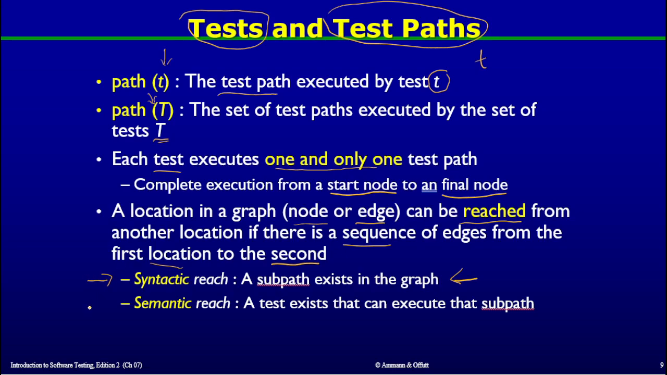And there is another notion of reach that is called the semantic reach, and by that we mean that we have a test that actually will execute a subpath between the two locations which we just identified that are connected by a sequence of edges.